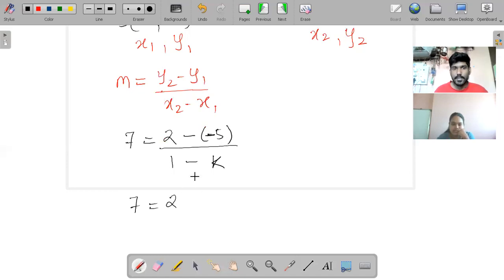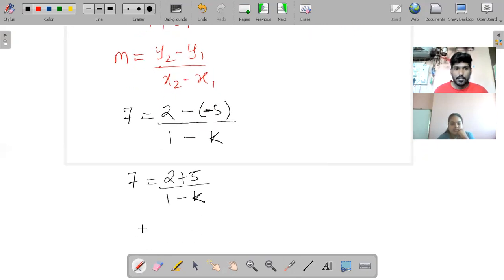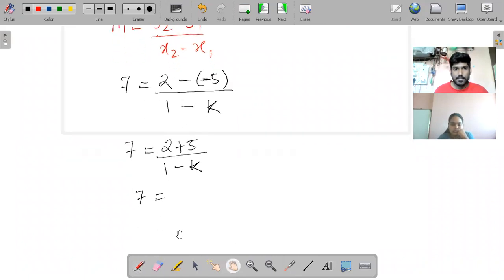No, in the numerator. What will happen here? Minus minus will become? Plus. Here, minus into minus will become plus. So 2 plus 5 upon 1 minus k. Okay. So 7 is equal to, how much is 2 plus 5? 7. 7 upon 1 minus k.